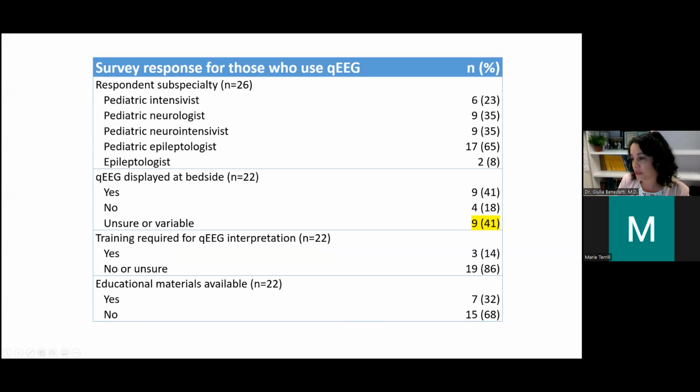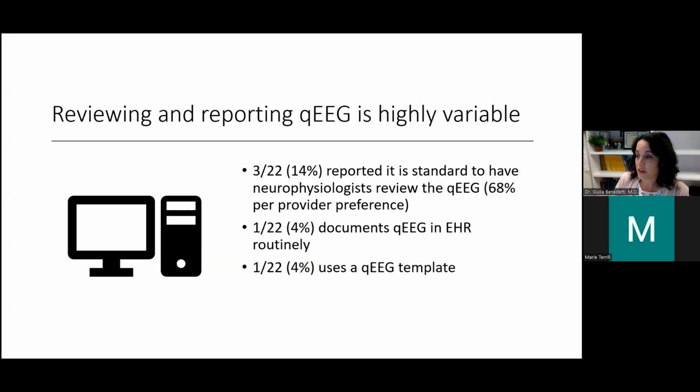This is just to point out some of those discrepancies. While 41% of respondents said that they display the quantitative EEG at bedside in the ICU, another 41% were unsure, said it was variable. So again, just speaking to variability within institutions. And then there's a lack of reviewing and reporting standards, unlike what we have for continuous EEG. So only 14% said it was pretty standard if a qEEG was running to have a neurophysiologist review it, and only one center routinely documented it in the electronic health record. So this is a potential area where we can help standardize quantitative EEG use, review, and reporting.